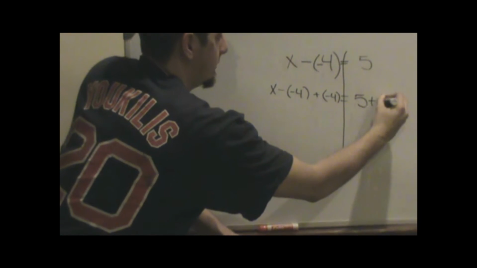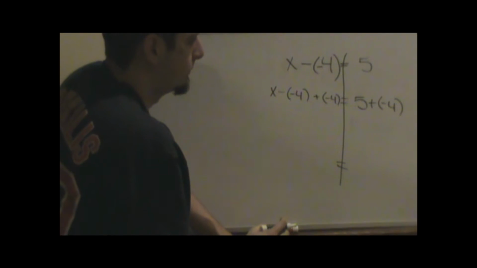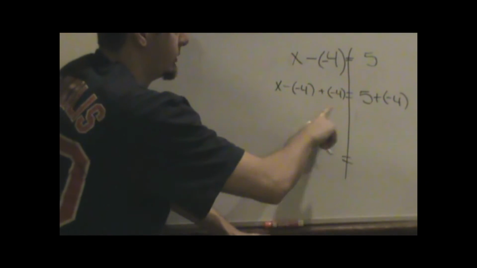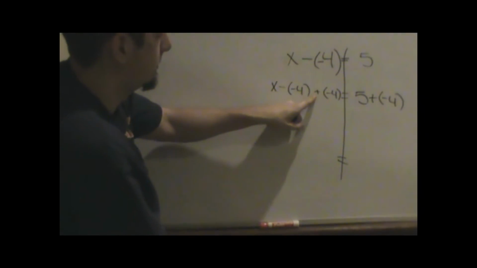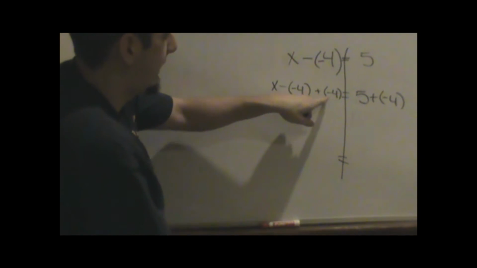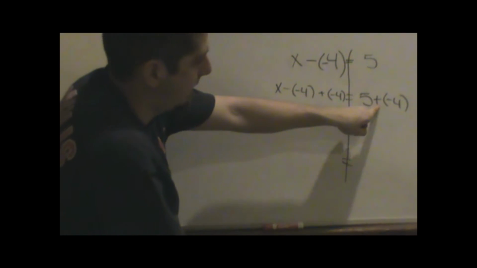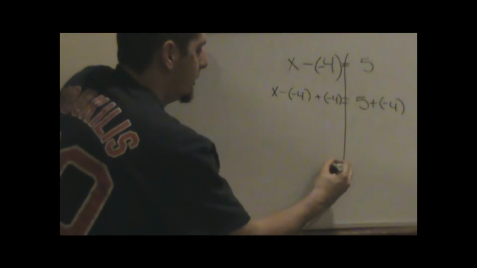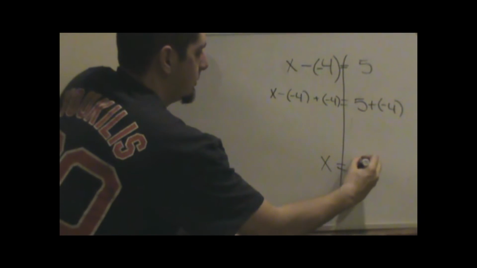Because the plus negative 4 is new to my equation, I'm going to do it to both sides here. So if you're adding negative 4 to Mr. Kangas, you have to add negative 4 to Justin Kangas, because we're the same person. And x is 1.